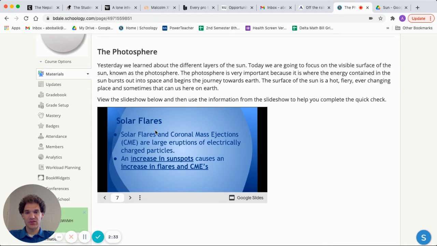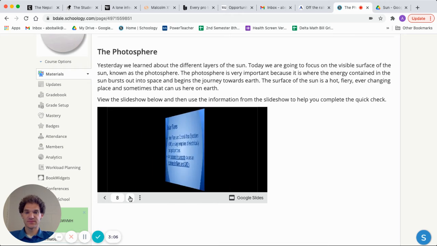So solar flares, real quick, and coronal mass ejections, which you'll see me abbreviate as CMEs, are basically just huge explosions on the surface of the sun, eruptions of electrically charged particles. And an increase in sunspots causes an increase in these flares and CMEs. So the more sunspots we have, the more solar flares and CMEs we have. So when we're at these periods of solar maximums, maximum amount of sunspots, we're having the maximum amount of explosions on the surface of the sun.